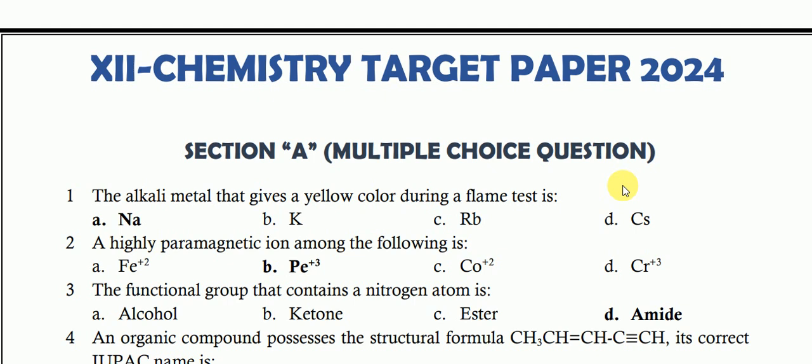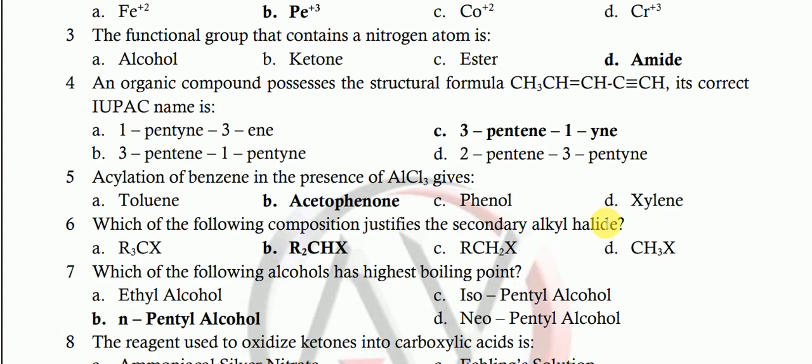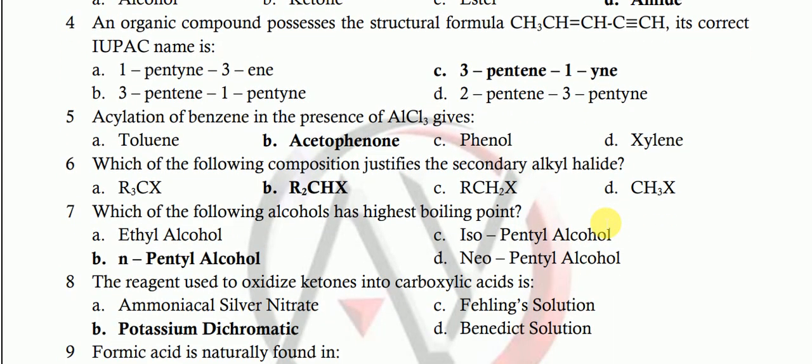A highly paramagnetic ion among the following is Fe+3. The functional group that contains a nitrogen atom will be amide. An organic compound possesses the structural formula of CH3-CH=CH-C≡CH. Its correct IUPAC name is 3-penten-1-yne. Acylation of benzene in the presence of aluminum chloride will give acetophenone.